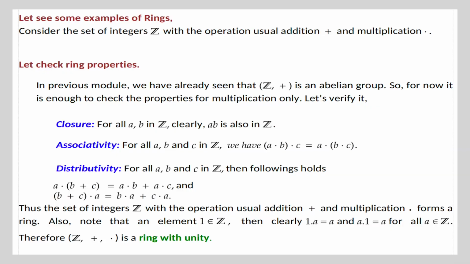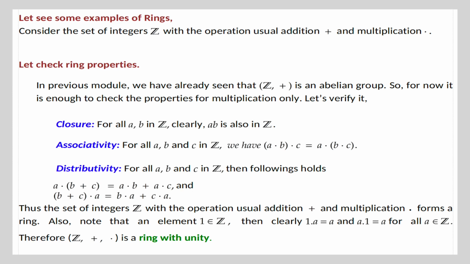Let us see some examples of rings. Consider the set of integers Z with the usual addition plus and multiplication dot. Let us check ring properties. In the previous module, we have already seen that (Z, +) is an abelian group. So now it is enough to check the properties for multiplication only. Let us verify it.